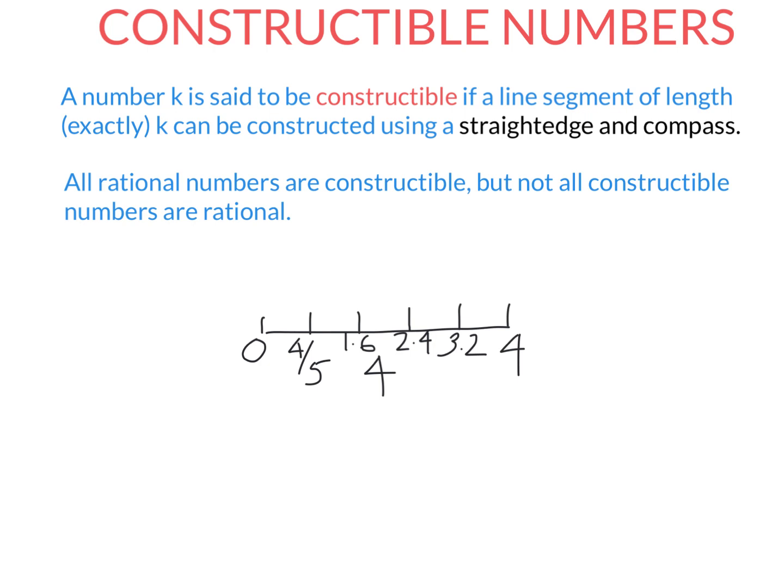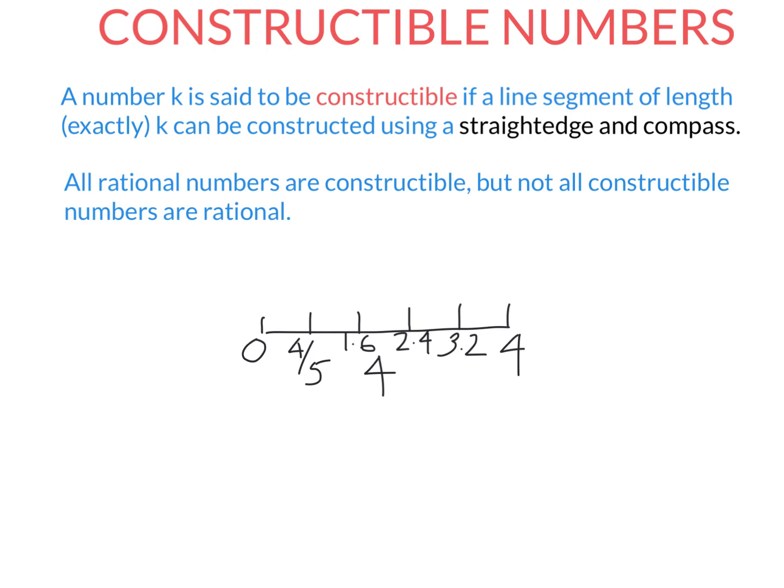So a straight edge, of course, will allow us to add and multiply. So if we can do a line segment of 4 fifths, we can just combine 2 of those segments to make a line segment of 8 fifths, or we can combine 3 of them to make a line segment of length 2.4. So basically, using a straight edge and also a compass, what it allows us to do is add, multiply, subtract, and divide line segments of a given length.